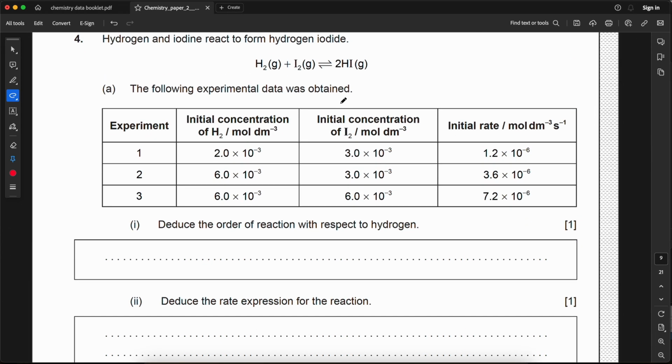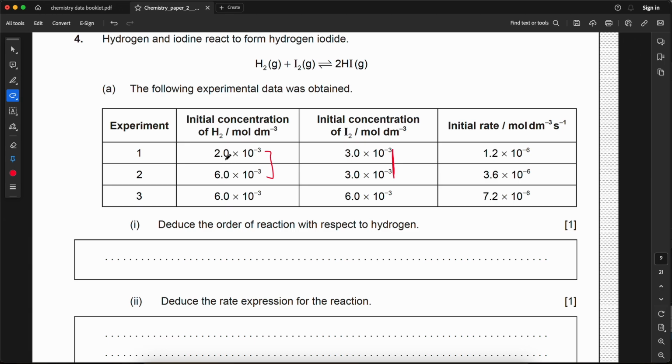Hydrogen and iodine react to form hydrogen iodide. The following experimental data was obtained. Deduce the order of reaction with respect to hydrogen. Okay, for hydrogen, we need to find which experiments are the same in the I2. So these are the same. Okay, so that would be experiment 2 and 1.